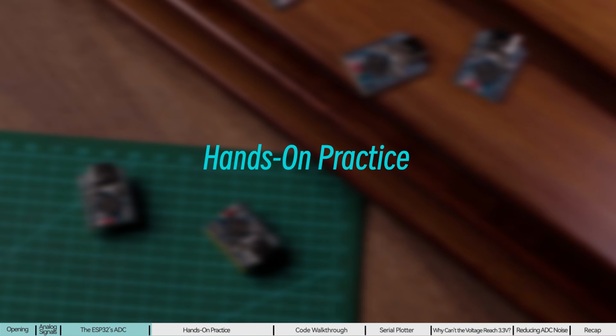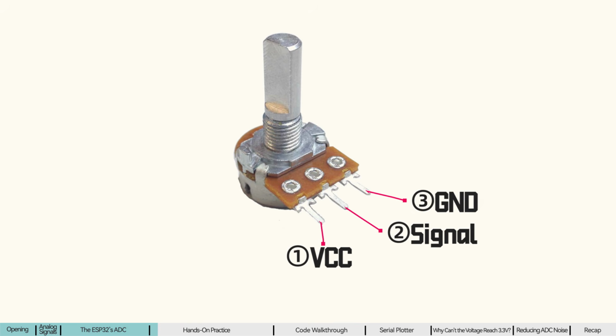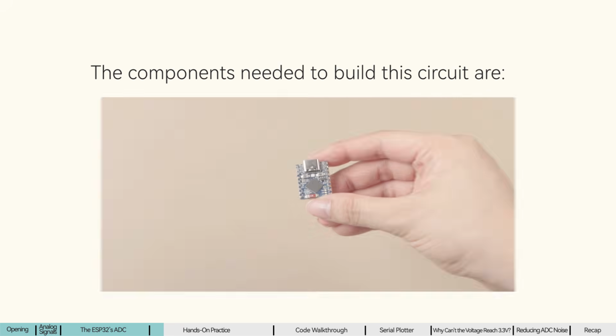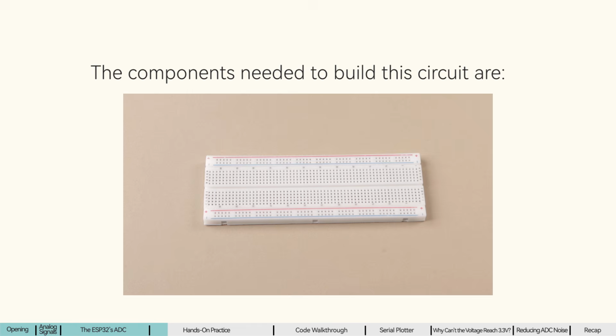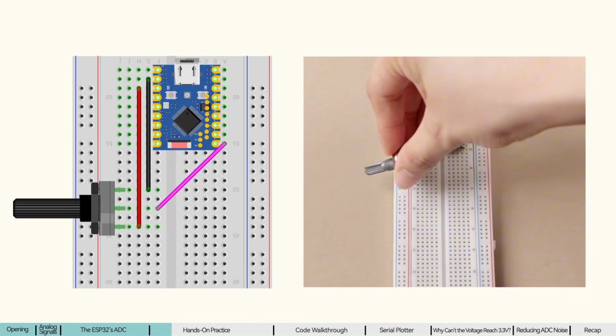Now, let's get hands-on. This time, we will use a very common analog component, a potentiometer, to provide a controllable, variable analog voltage to the ESP32. The components needed to build this circuit are an ESP32 development board, a potentiometer, a breadboard, and a few jumper wires. Please build the circuit according to the wiring diagram on the screen.